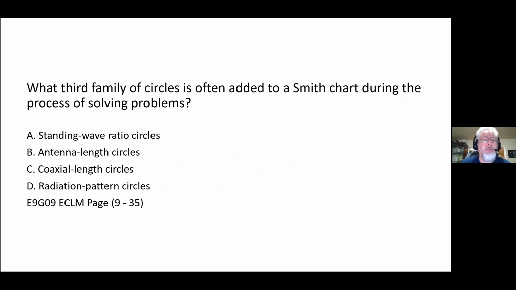What third family of circles is often added to the Smith chart during the process of solving problems? A. Standing wave ratio circles. B. Antenna length circles. C. Coaxial length circles. Or D. Radiation pattern circles. Alpha. Correct answer is alpha, standing wave ratio circles.